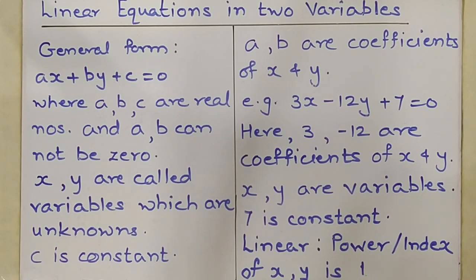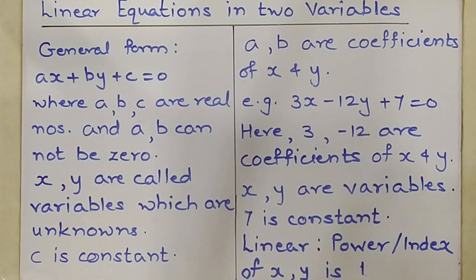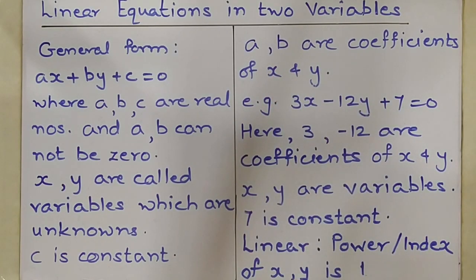Our chapter is linear equations in two variables. So in every equation we will be given two variables. The variables could be x and y in some sums. कुछ सम में p q रहेगा, कुछ सम में a b रहेगा. But in every equation, if there are two variables, we will be given two simultaneous equations.